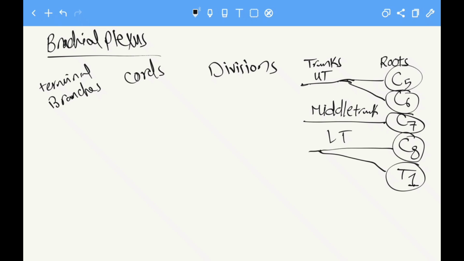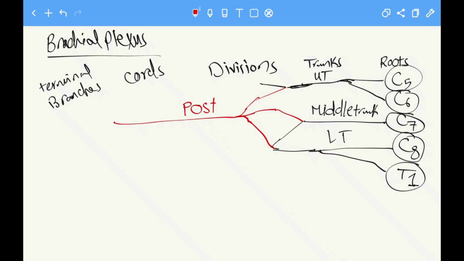Okay, the upper trunk will divide into anterior division and posterior division. The middle trunk will divide into posterior division and anterior division. And the lower trunk will divide into anterior division and posterior division. So the three posterior divisions of the upper, middle, and lower trunk will unite to form the posterior cord.